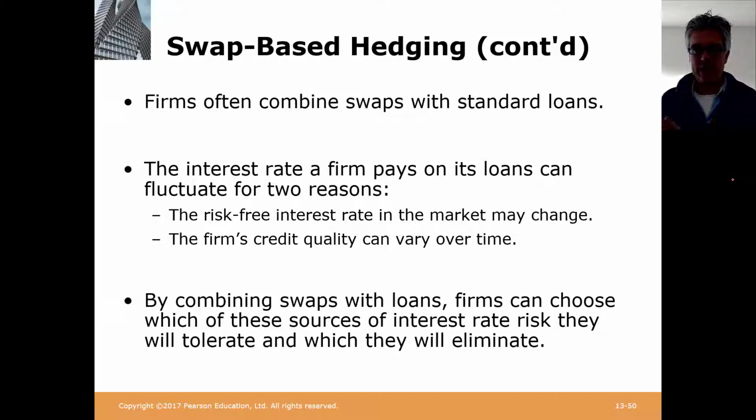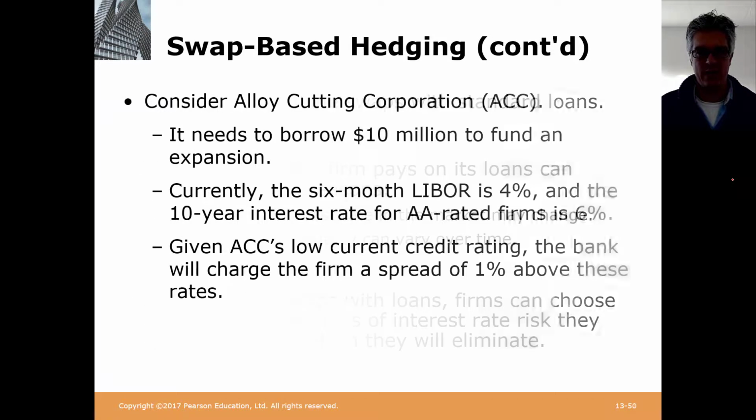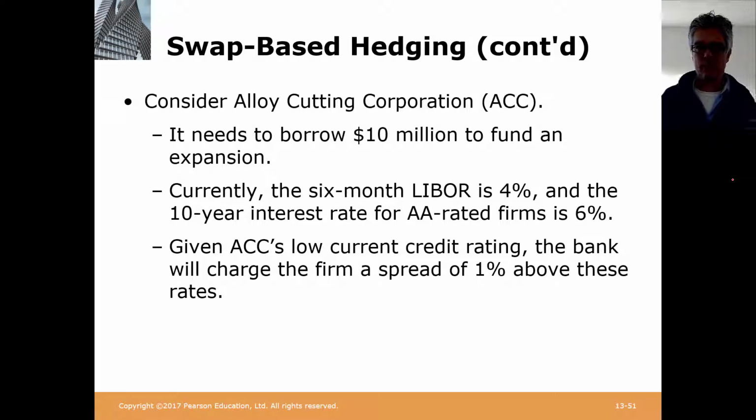And by engaging in swaps together with standard loans, you can isolate these effects and choose which risk you do want to bear and which risk you do not want to bear. To make this a little bit more concrete, let's look at the example from the book where we have this company ACC. It needs to borrow 10 million to fund an expansion, and it can do so either through a floating rate LIBOR contract or a fixed rate contract.